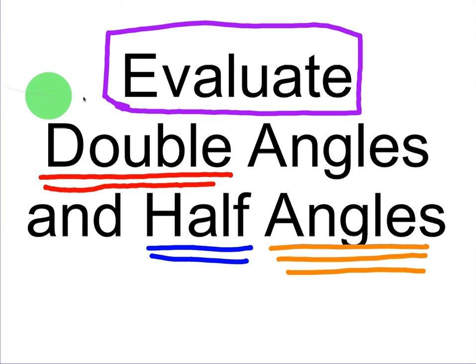The name of this lesson is Evaluate Double Angles and Half Angles. The key word here is evaluate. When we evaluate something, we typically have a number as an answer, as opposed to the last lesson, where we just simplified to an expression. So the key word here is that we are going to typically have a number as an answer.